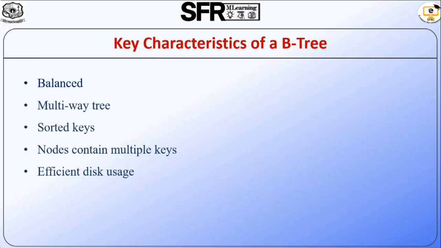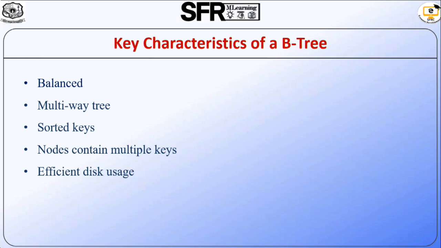Next we see the important characteristics of B tree. So first one is balanced. All leaf nodes are at the same depth, ensuring the tree remains balanced. This leads to logarithmic time complexity for search, insert and delete operations. The next important feature is multi-way tree. Each node can have more than two children, especially it has an order of M and has M-1 keys and M children in each node.